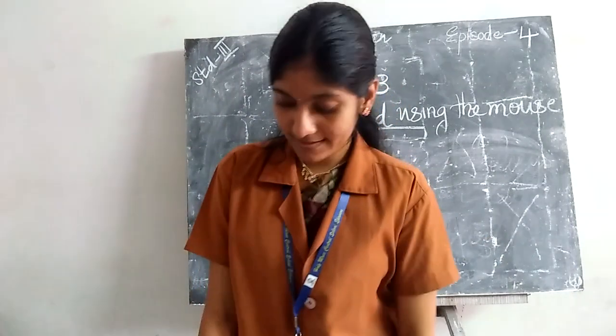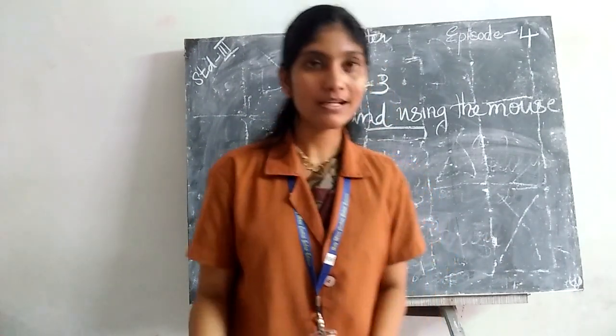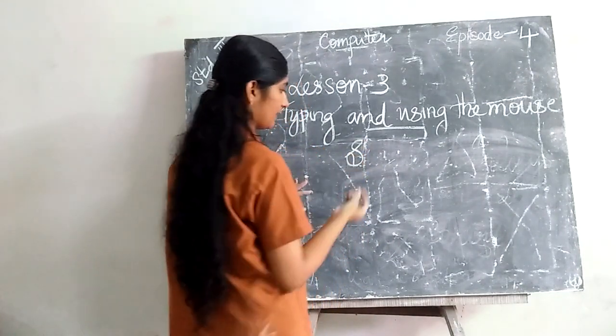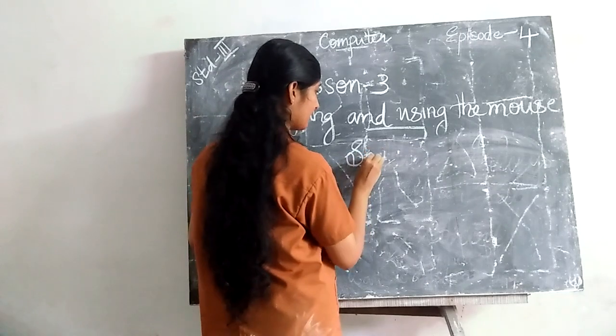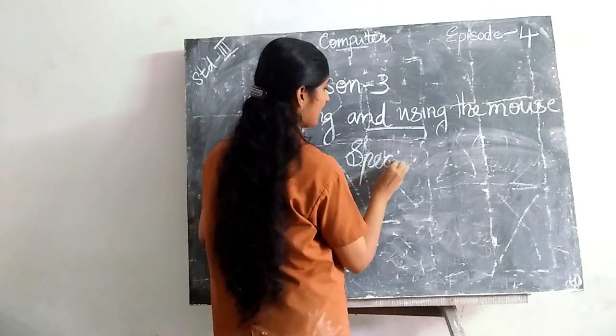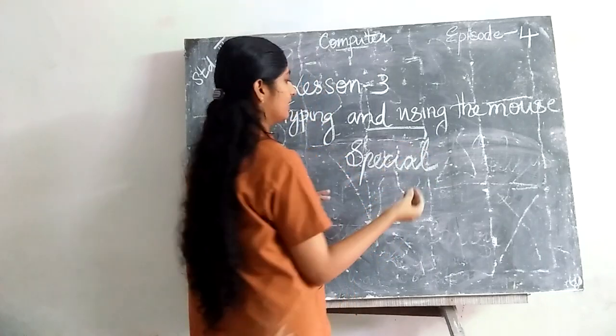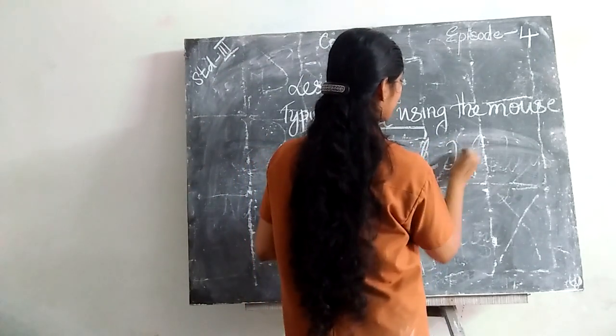So next type of keys is what? Special keys. S, P, E, C, I, A, L. Special keys.